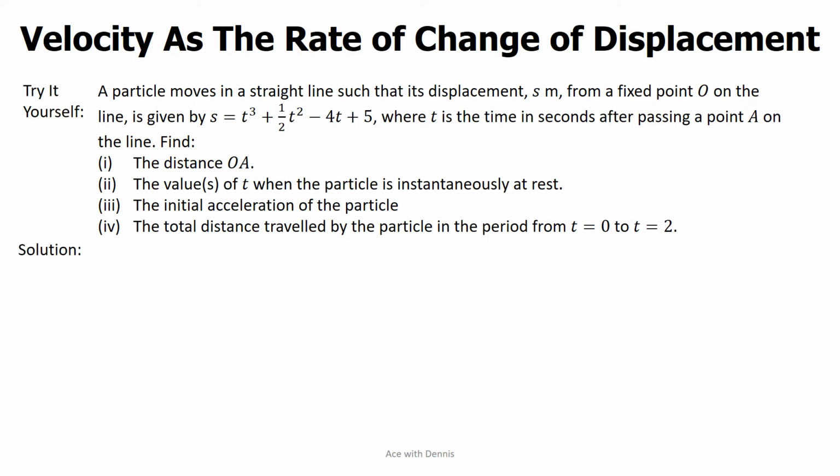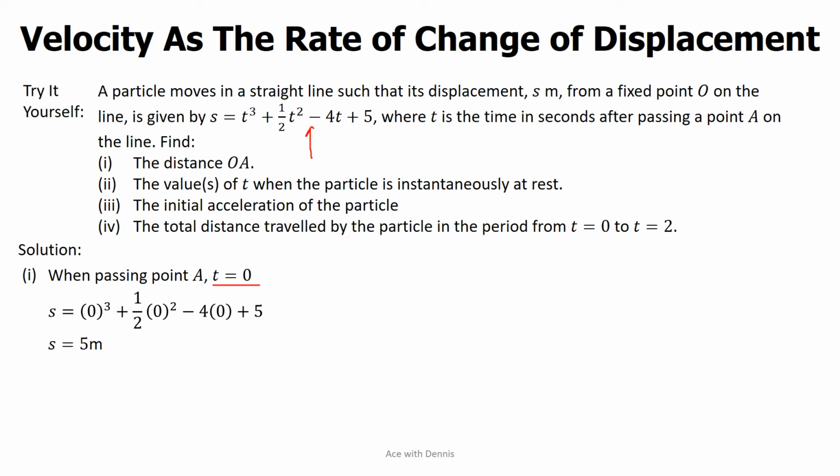Here is the solution. In this question, we have the equation of the displacement s equals t cubed plus half t squared minus 4t plus 5. For part 1, when the particle is passing point A, the time is 0. So we can substitute t equals 0 into the equation of the displacement. Hence it becomes s equals 0 cubed plus half times 0 squared minus 4 times 0 plus 5, and we get s equals 5 meters, and this is the distance of OA.